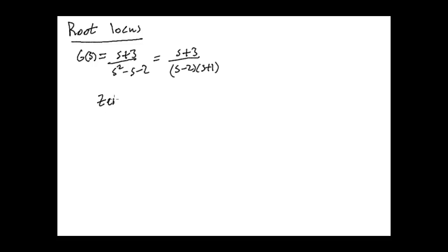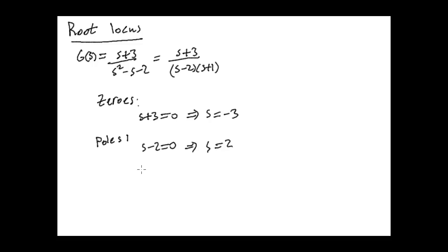So zeros. In this case we only have 1. s + 3 is equal to 0 when s is equal to negative 3. And the poles, we have 2: s − 2 is equal to 0 at s equal to 2, and s + 1 is equal to 0 when s is equal to negative 1.